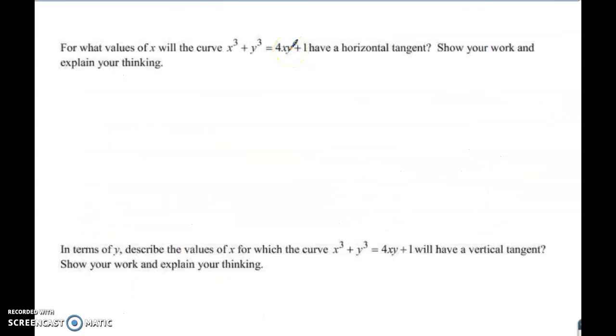So as I move on to the next one, for what values of x will this curve have a horizontal tangent? We've seen this question before, it's just now we're doing it implicitly. Well, let's take the derivative. 3x squared plus 3y squared. Don't forget that chain rule, dy/dx.